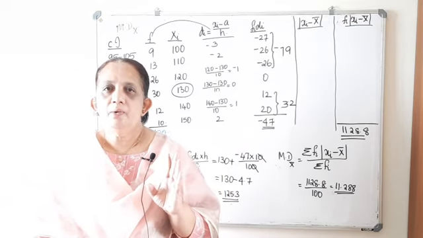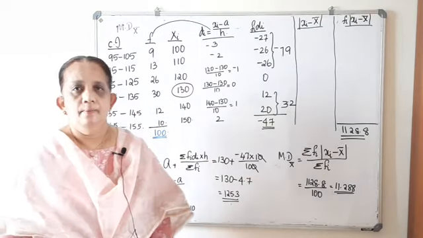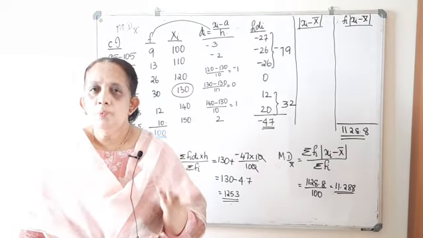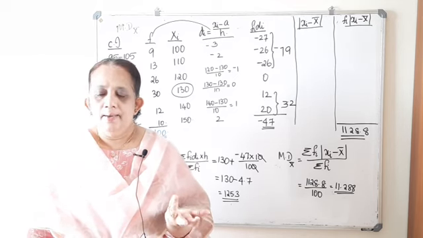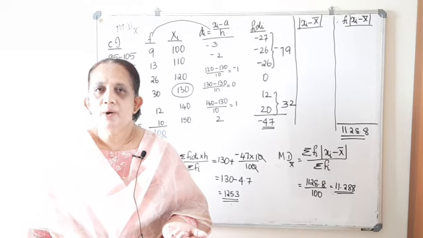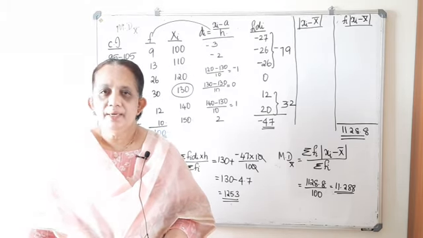Next one, we studied about mean deviation about mean as well as mean deviation about median, when grouped data is given, when ungrouped data is given, how to calculate. And the last one we are going to study is about standard deviation, variance, coefficient of variation, and so on.